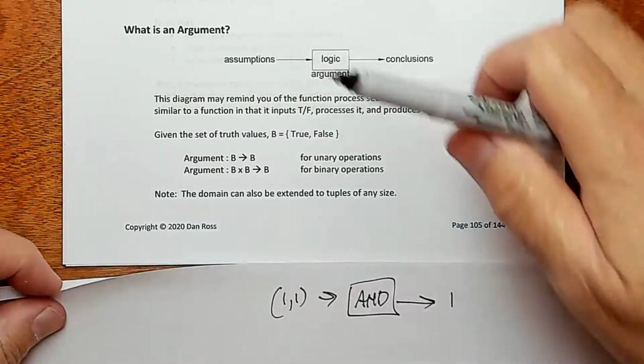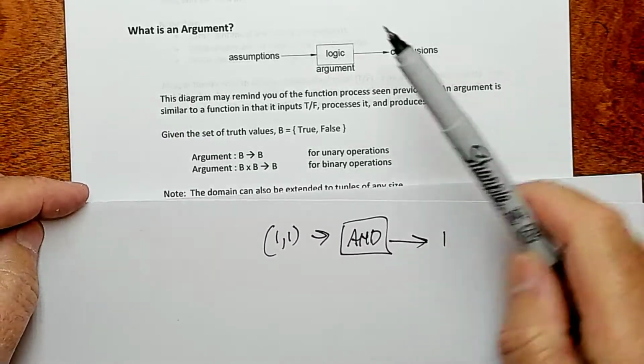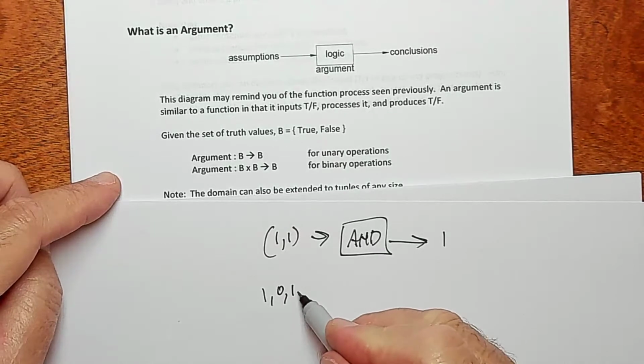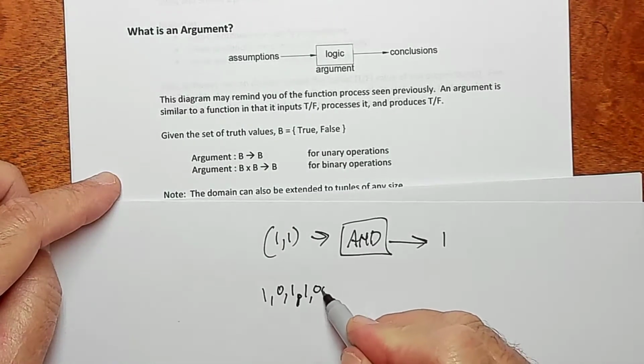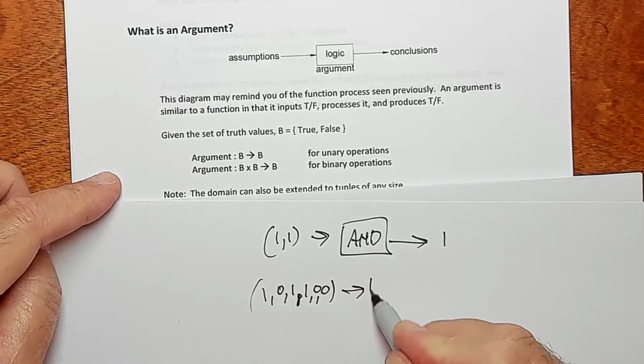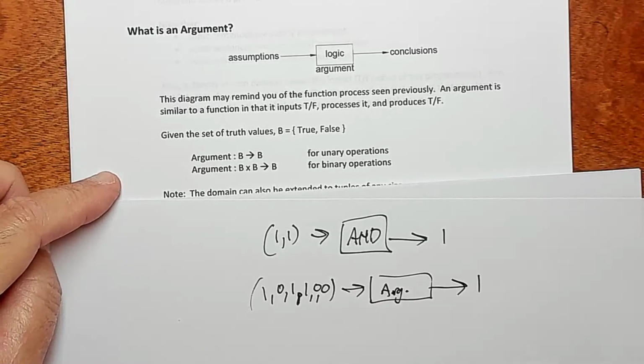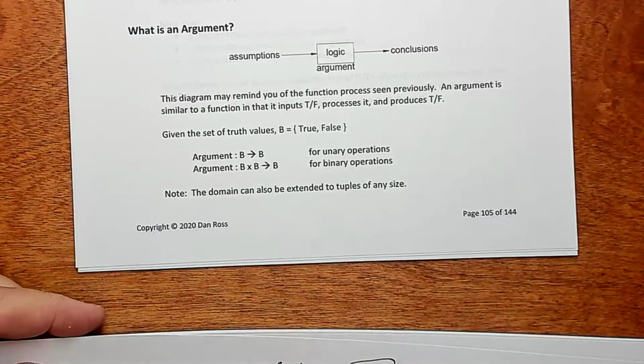All right, and the domain of inputs can be tuples of any size. You could have a big old long thing, and then you could have some argument, and then you could produce one output. All right.